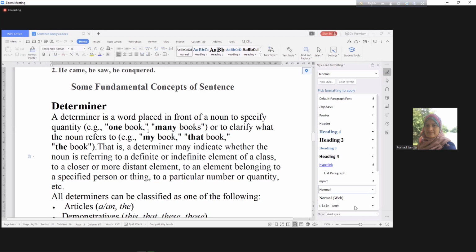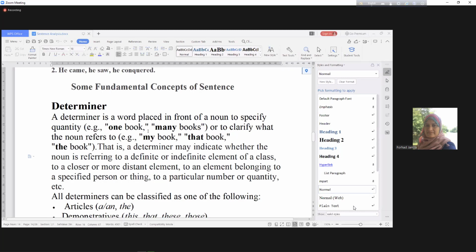So first of all, we must know what we mean by a determiner. A determiner is a word placed in front of a noun to specify the quantity or clarify what the noun refers to. First of all, we indicate quantity: 1 book, 2 books, many books. So you see one, two, many, these words are used to specify things, especially quantity.